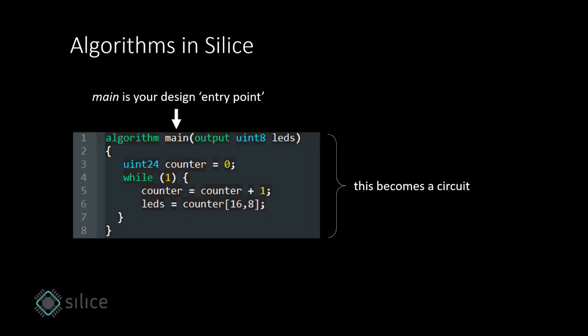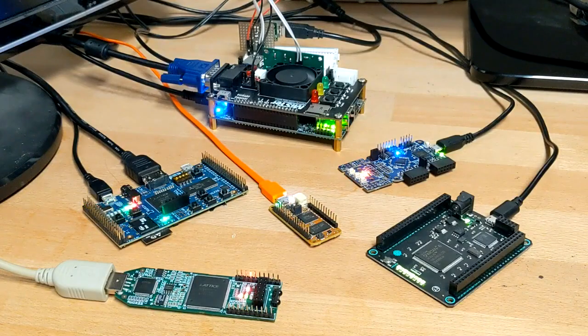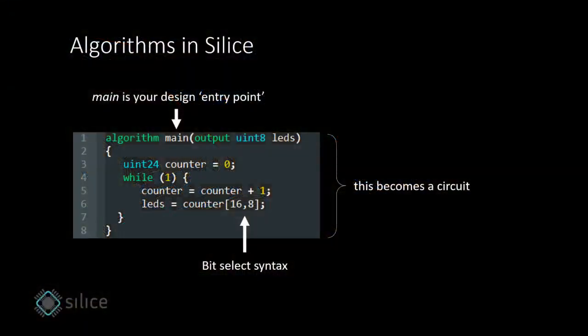So how do we do that with Silice? Every design has a main algorithm. In a way, this is the entry point of the design. The main algorithm always becomes a circuit. Here we have implemented Blinky, the hello world of FPGAs, where we simply blink LEDs. Note the bit select syntax that here selects 8 bits from bit 16 and assigns them to the output that drives the LEDs.